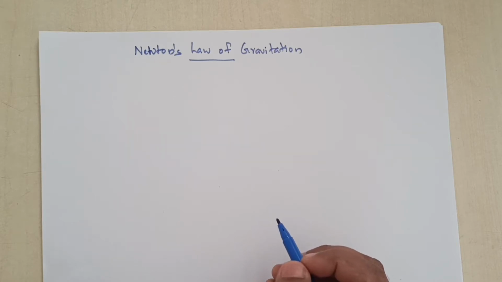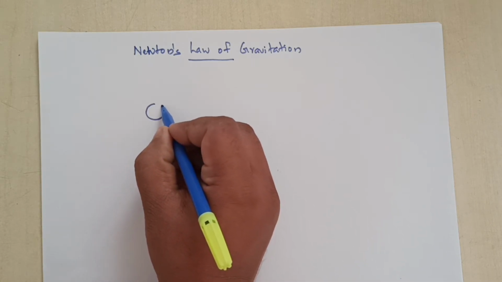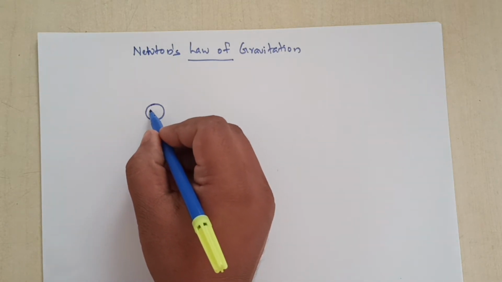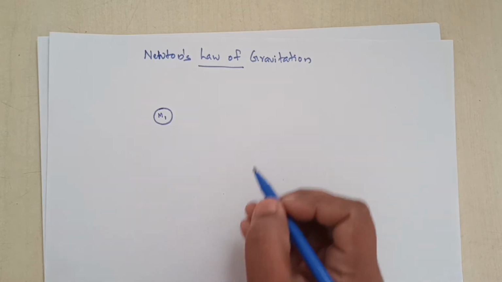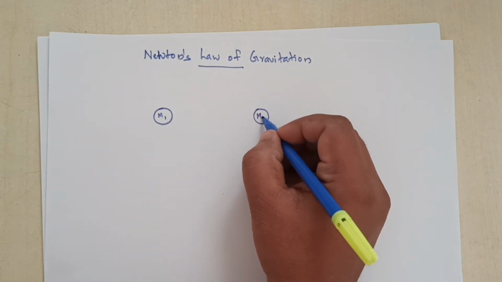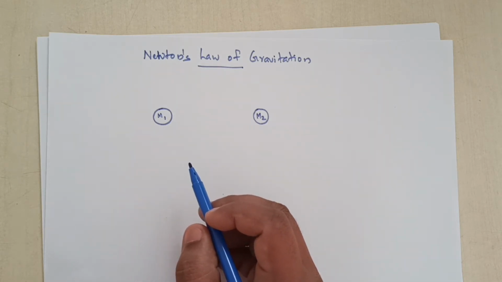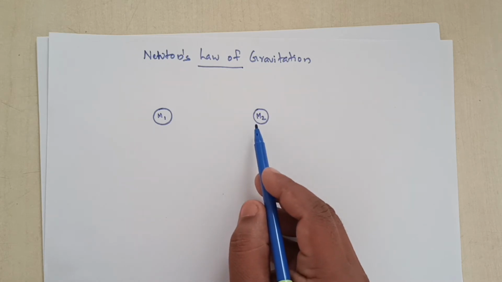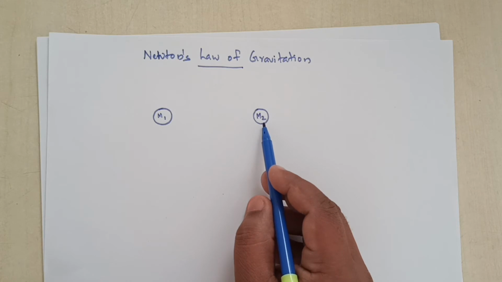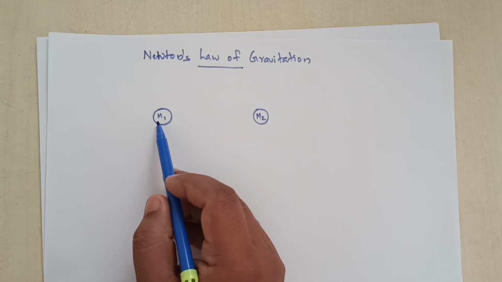Okay, so for an example, let me take one particle. I'm taking one particle and the mass of this particle is m1. Just like that, I'm taking another particle, and the mass is m2. Now, according to Newton's universal law of gravitation, the magnitude of the force applied by this particle towards m2, or by m2 towards this particle, is the same. So let's consider this particle with mass m1.